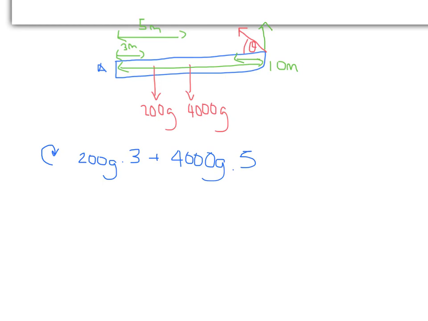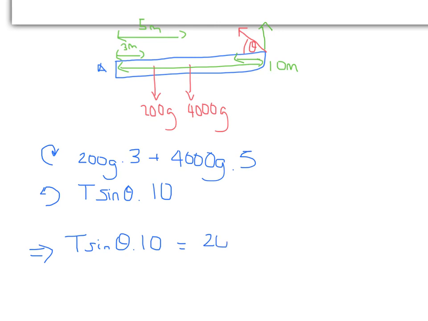So we've got our expression for the clockwise moments. Let's look at the anti-clockwise moments. We've got the tension in the rope, which is supplying the force, T. We need the vertical component, so we're going to multiply it by sine of theta. And we need its perpendicular distance, so we know that's 10 meters. So in order to be in equilibrium, as it says in the question, you know that the moments have to cancel each other out, and you get left with this expression here.